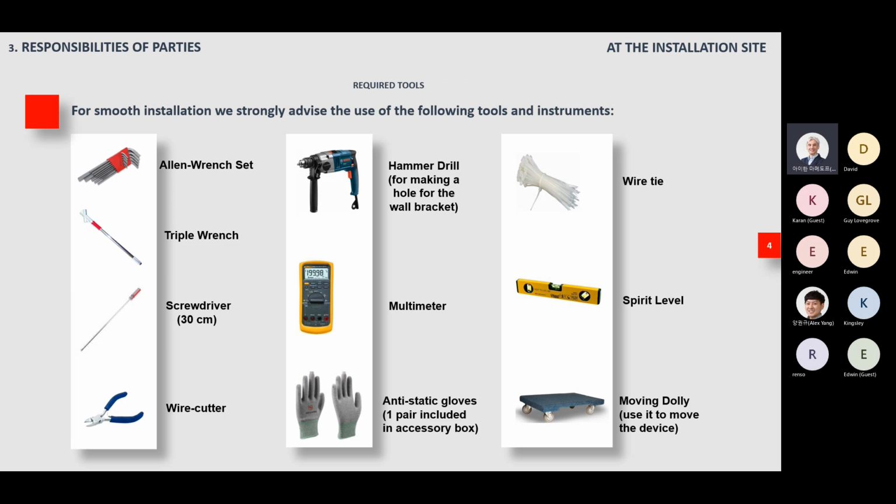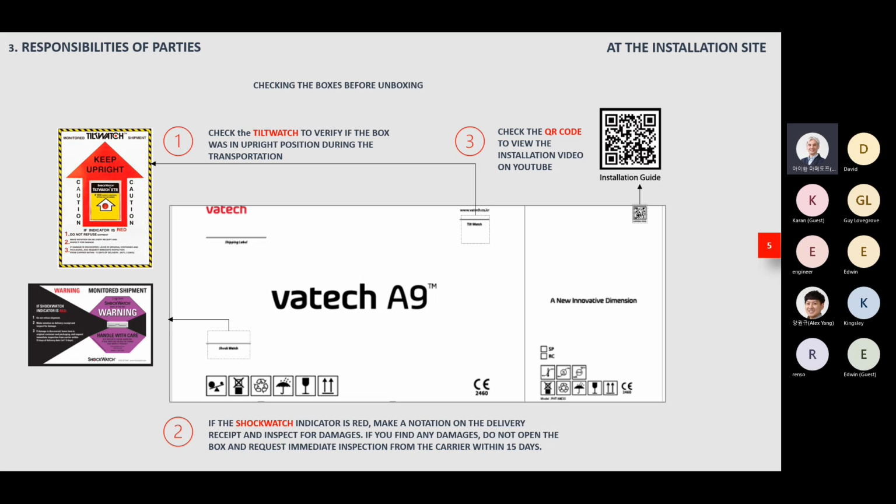And you know what the required tools are, and also before opening the box, as you know, you have to check the tilt watch and shock watch. And if you want to refresh your mind on how to install this product, we have this installation video QR code on the box. So you can check it with your tablet or smartphone. If there is an internet connection, then on YouTube you can watch how to install the A9 step by step. All right, it's quite easy.